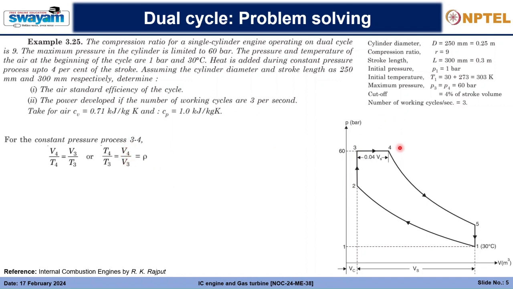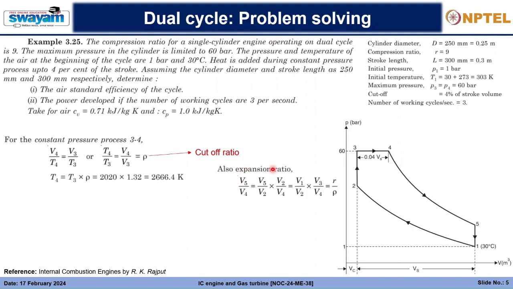Accordingly, V4 by V3, this is the cutoff ratio, we will calculate as 1.32. How can we calculate that? Simply V4 is 0.4 times Vs, and V3 we know now as Vc. So because we know Vs, we can calculate the value of rho, and we will get the value of T4, the temperature at point 4, which is the highest temperature in the entire cycle, that is 2666 Kelvin.